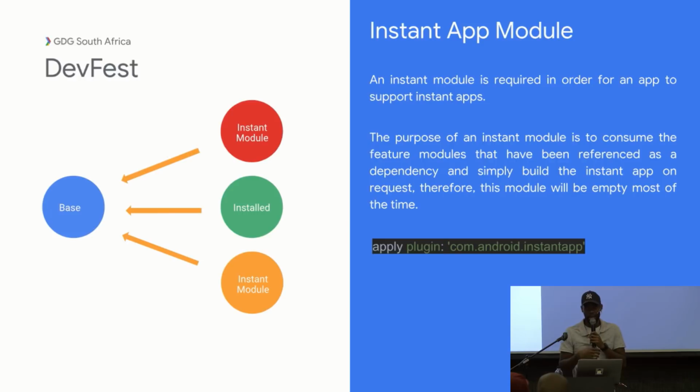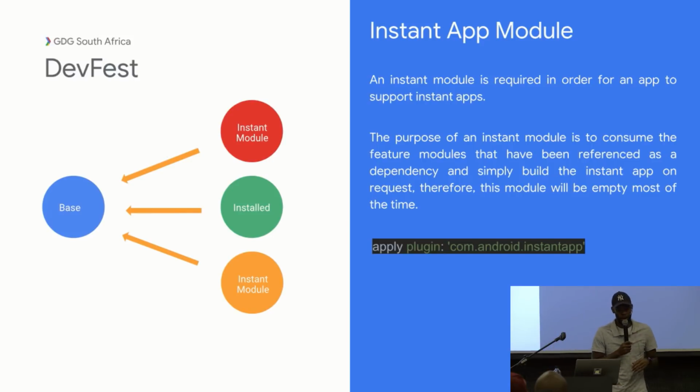So let's look at instant app modules. An instant app module is required in order for an application to support an instant app. I did mention that. This diagram is the same as the one in the previous slide. The purpose of an instant module is to consume the feature modules that have been referenced in a dependency and simply build the instant app on request. Therefore, these modules will be empty most of the time.